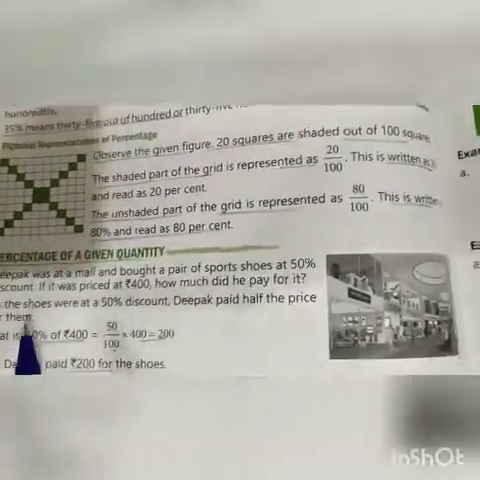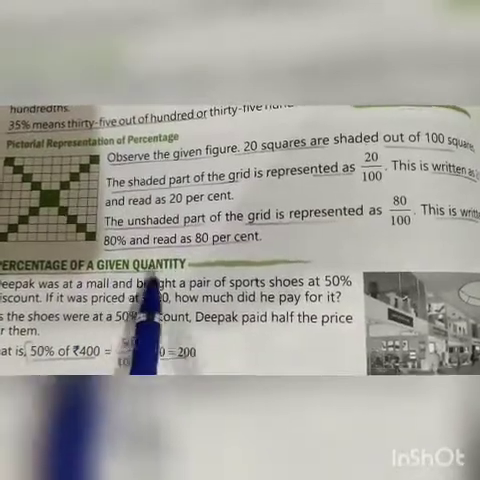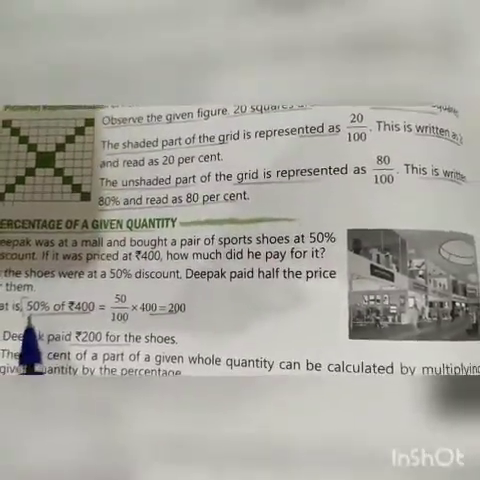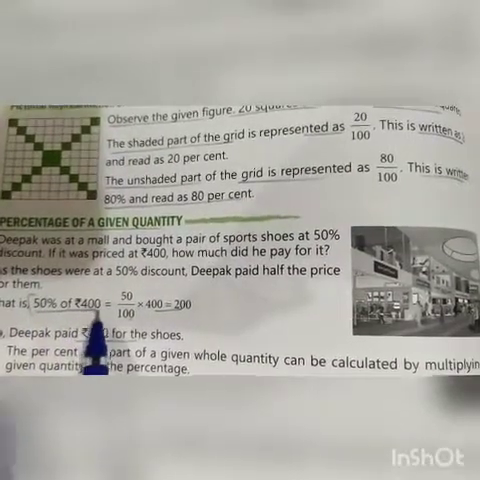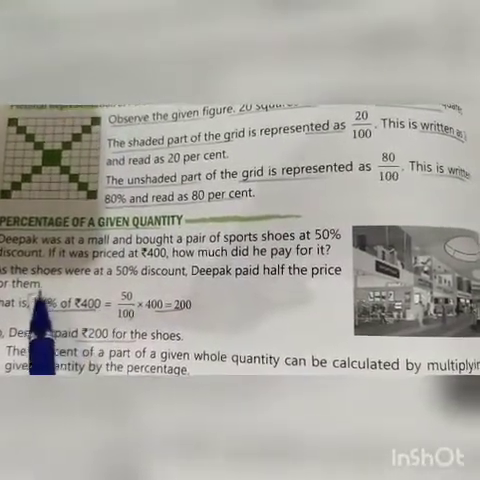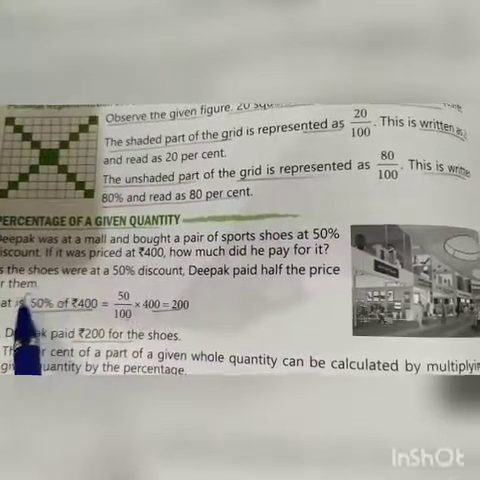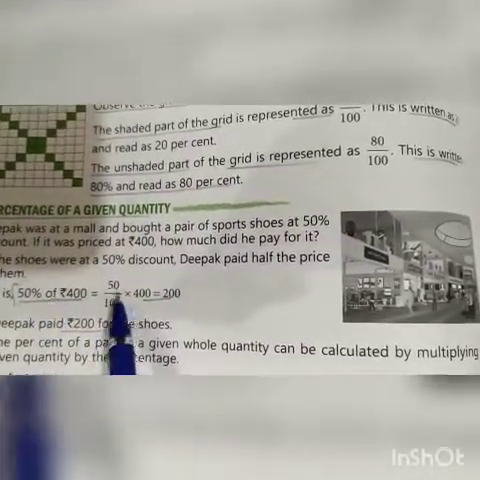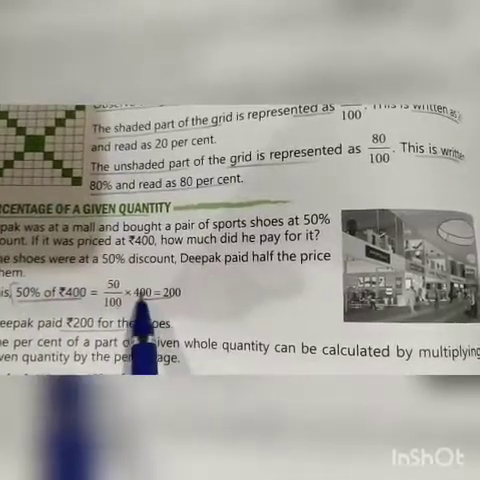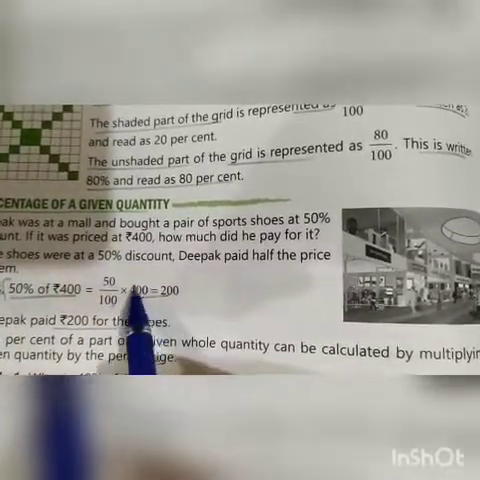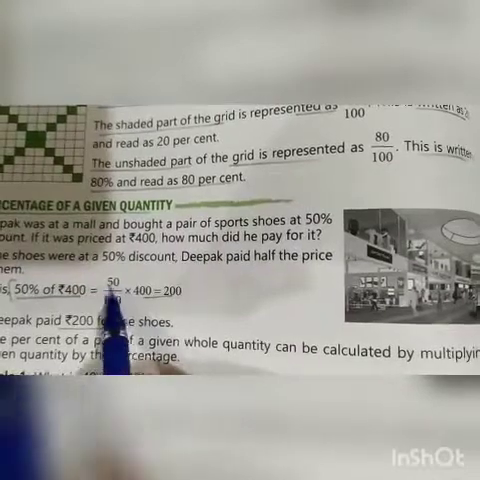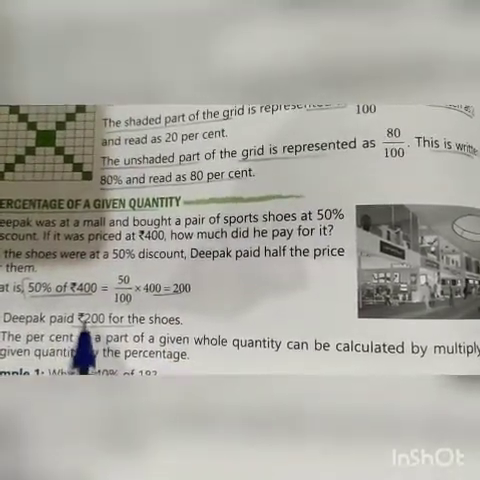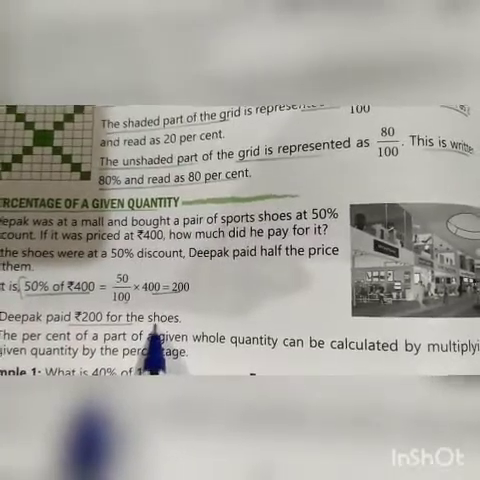Now come to percentage of a given quantity. Come here directly. Suppose we have to find 50% of rupees 400. We will write this 50% as 50 upon 100. Then of means multiply. Then this 400. 0, 0 cancel. 0, 0 cancel. 5 fours are 20, so 200. Deepak paid rupees 200 for the shoes.